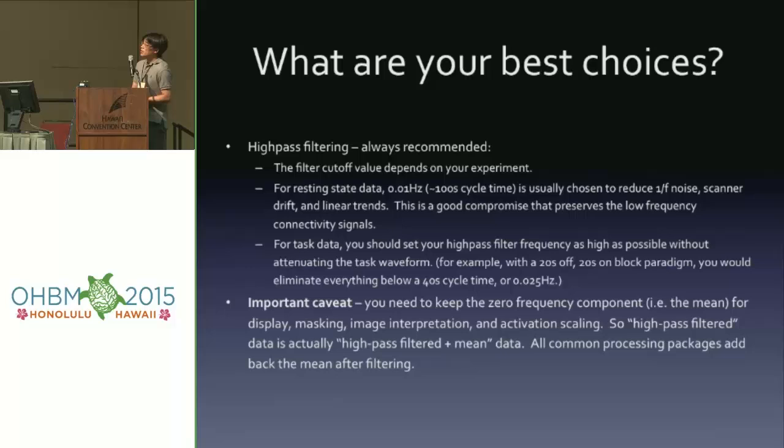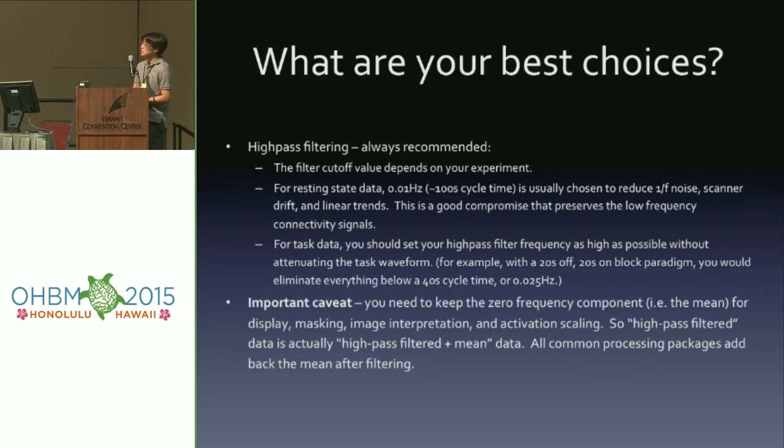Okay, so what are your best choices? In terms of high-pass filtering, it's always suggested to do it, because that's the easiest way to remove low-frequency noise, very low-frequency noise, and also scanner drifts. We suggest people use a cutoff frequency like 0.01 hertz to remove those very, very low-frequency noises. And for task data, we normally suggest setting the cutoff frequency as high as possible without interfering with the task spectrum.